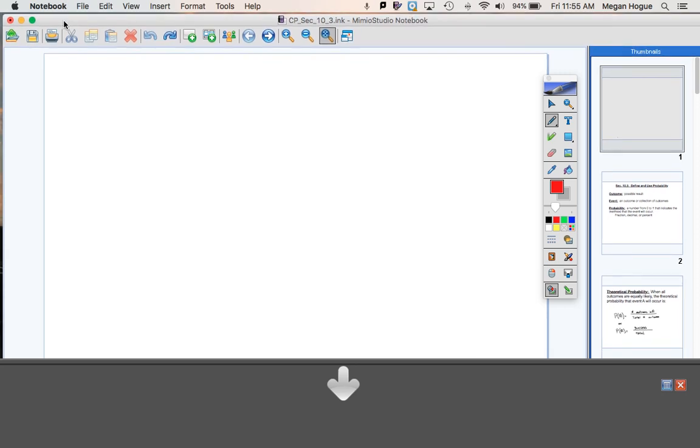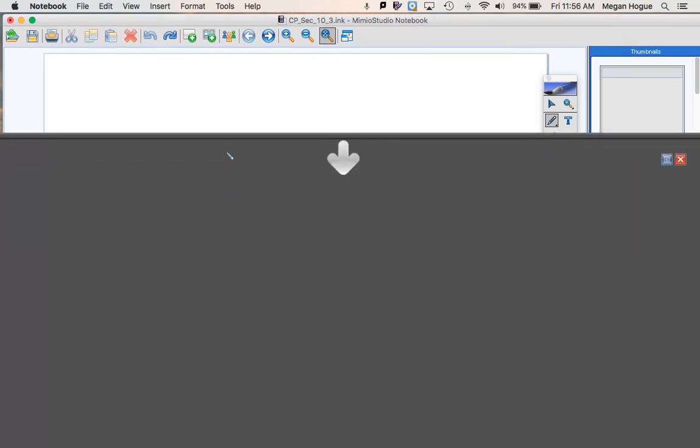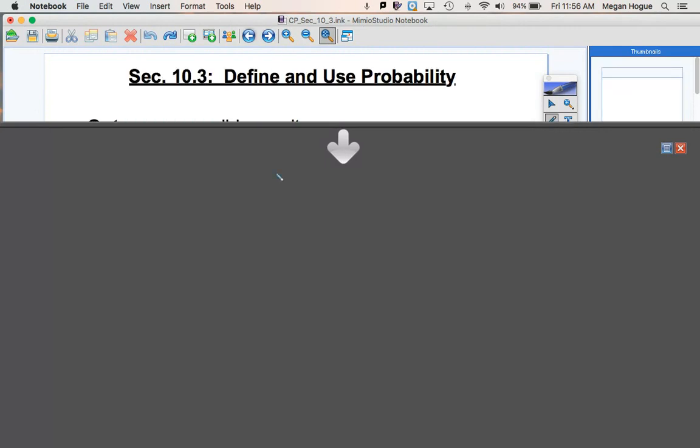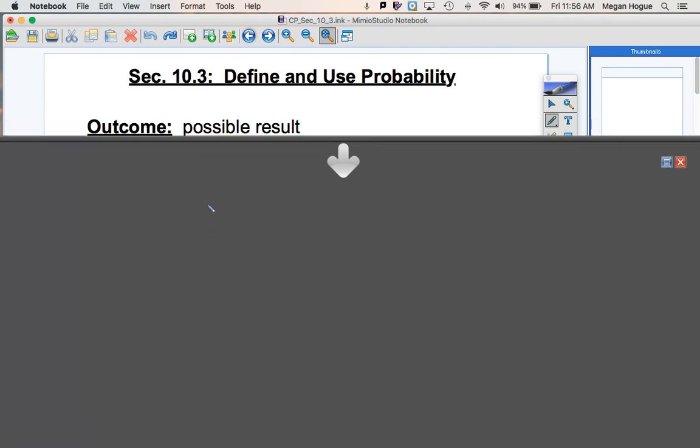Okay, so we're back today and we're going over the third section in this probability chapter. We are going to define and use probabilities. We've been talking about how to find sample spaces, how to count, different situations. Now we're going to apply that to probability. So you have that handout, that PDF. You can use that to take your notes, or you can just do it normally. You can just listen if you want.